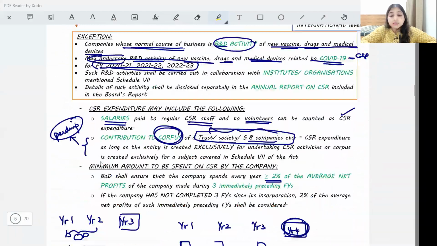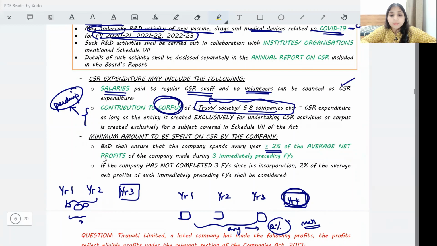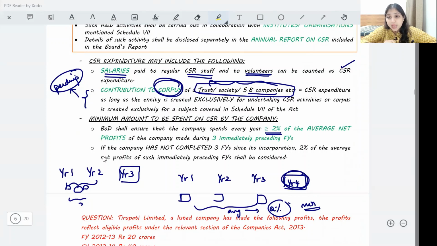First, we learned that CSR is nothing but an obligation on the company to do some activities because of Section 135. Anything you do in the normal course of your business, contributions to political parties, activities which benefit just your employees, activities which you do outside India, sponsorship activities to enjoy marketing benefits, and statutory obligations are not considered a CSR activity. Then we learned if you're going to give salary to your CSR staff or to your volunteers, it will be considered a CSR spend.